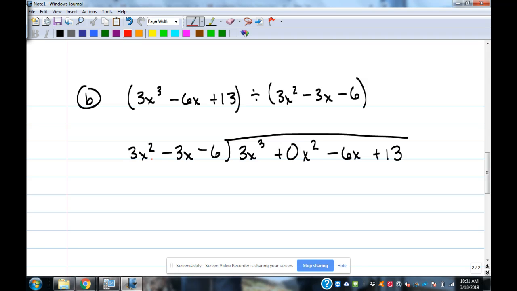Just x, right? So I'm going to go over to the plain x column and put x. And then what do I do with that x? Multiply it back to the divisor. So x times 3x squared, 3x cubed that I was searching for. X times negative 3x, negative 3x squared. And there's the reason I need the x squared column, because there's an x squared in that first piece that I'm subtracting. And x times negative 6 would be negative 6x.